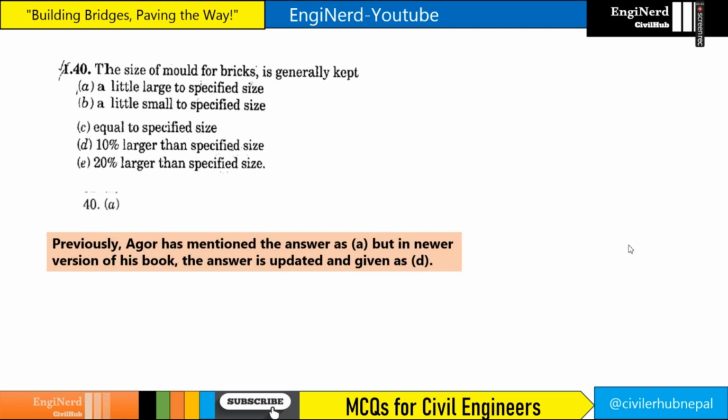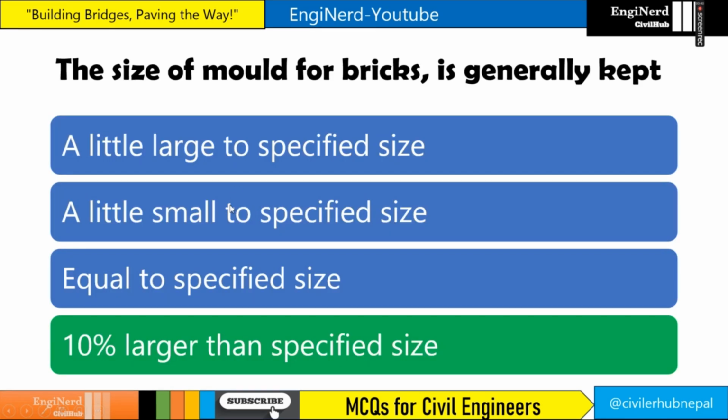So the question is from Augur. Previously in the question of Augur, option A, a little larger than the specified size, was the answer. But the newer version has given the answer as 10% larger than the specified size. So the answer is option D. The answer is 10% larger than the specified size.